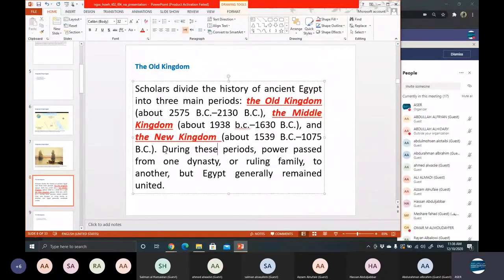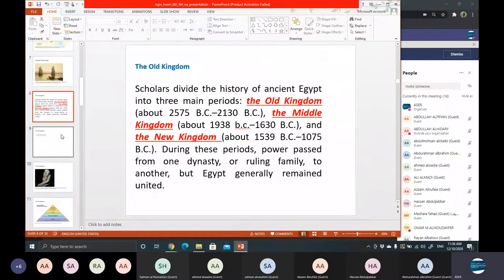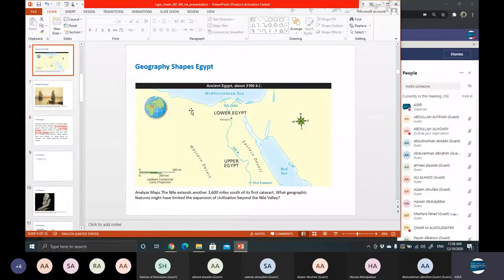Okay, so during these periods, power passed from one dynasty or ruling family to another, but Egypt generally remained united. Well, not always was Egypt united, because Egypt was divided into two kingdoms, Upper Egypt in the south and Lower Egypt in the north. And then we have a Pharaoh whose name was Menes, or Mina in Arabic. He came and united both parts of Egypt, and it was for the first time the whole of Egypt under only one control.